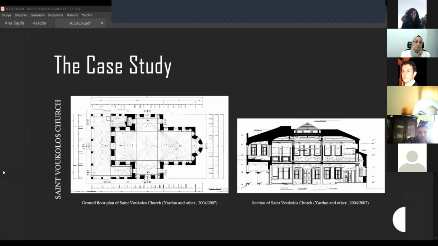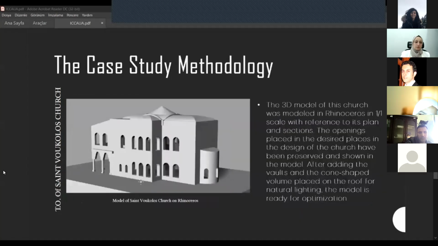Here we can see sections and plans of the church obtained from the restoration department of ISTEC. Based on this drawing, 3D modeling was done. The methodology of this study is that the 3D model of this church was modeled in Rhinoceros in 1:1 scale with reference to its plan and sections.